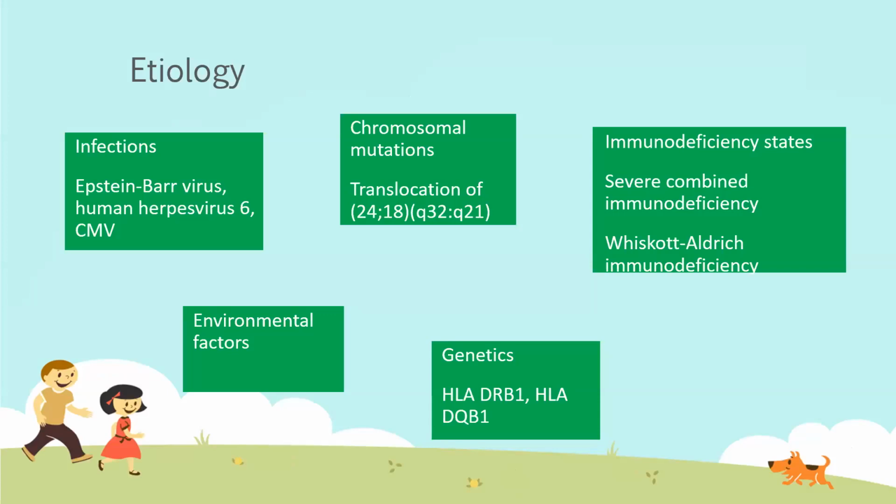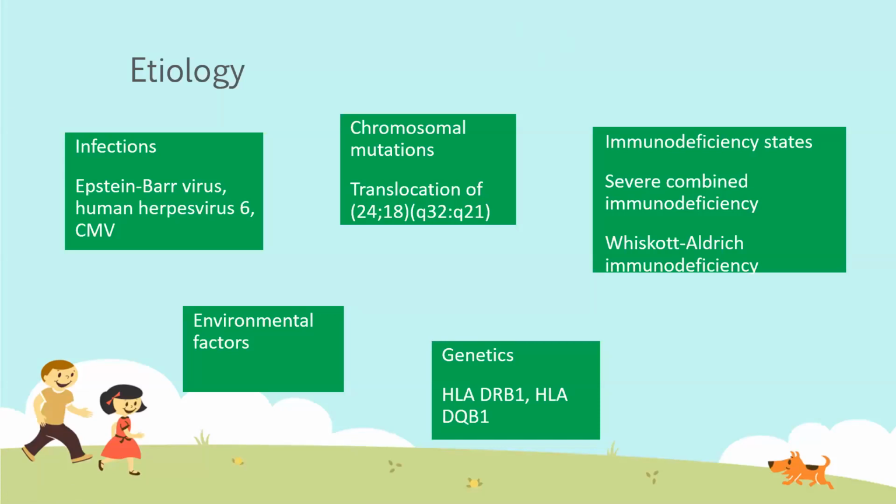Here I listed all the causes of both Hodgkin and non-Hodgkin lymphoma. First, infections. There are many organisms that contribute to lymphoma. Epstein-Barr virus is a common cause of Hodgkin lymphoma, followed by others such as human herpes virus 6, cytomegalovirus, hepatitis virus, and bacteria such as H. pylori and others. Other than that, we can have chromosomal mutation. Mainly translocation is one of the causes, especially in Burkitt lymphoma, where there is translocation at 8 to 14, which involves the c-MYC gene that is responsible for cell cycle regulation.